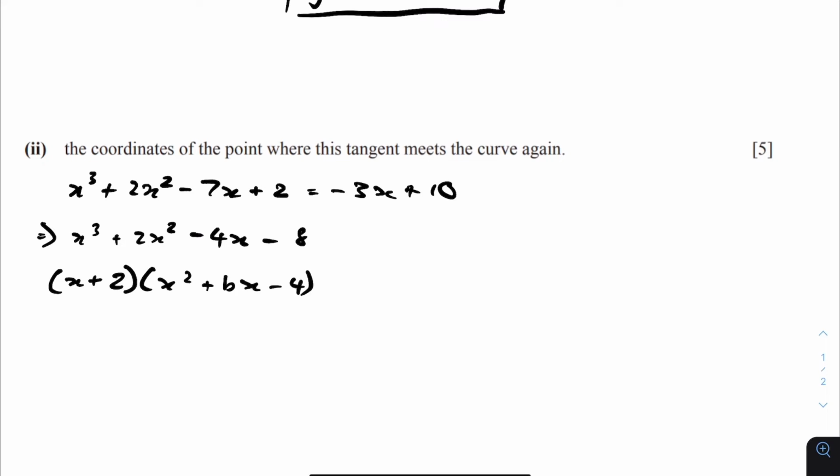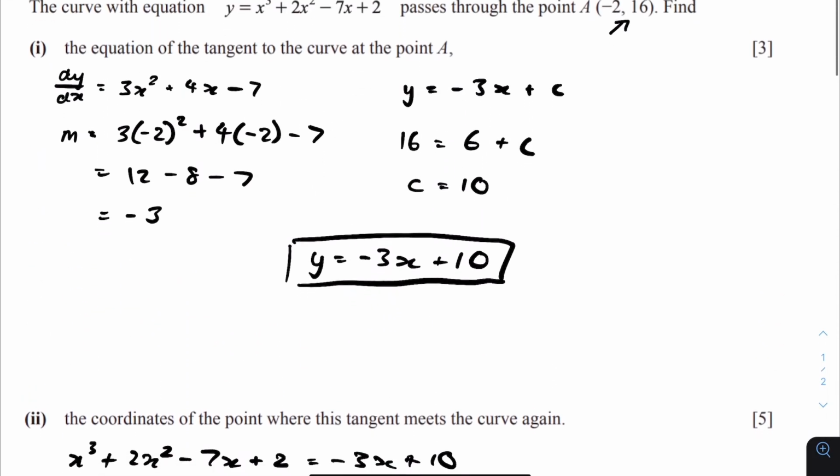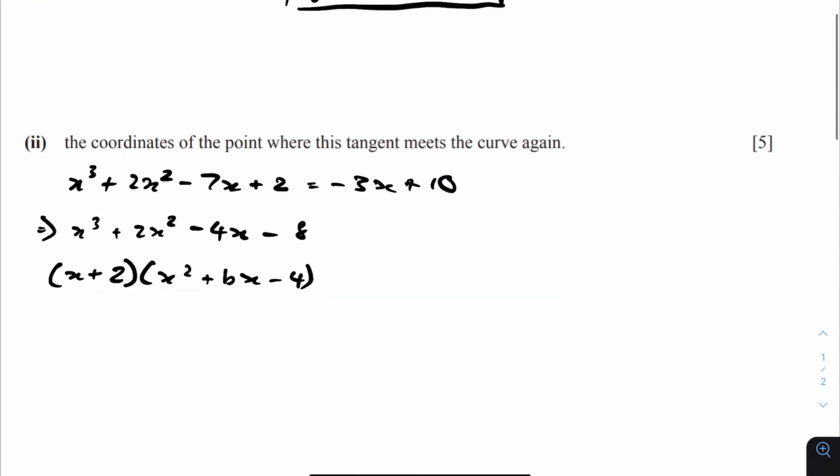The reason being that we already have this point over here, which means that in our polynomial, we have to have negative 2 represented. So we have x plus 2, and if we substitute negative 2 in here, it becomes 0 automatically.